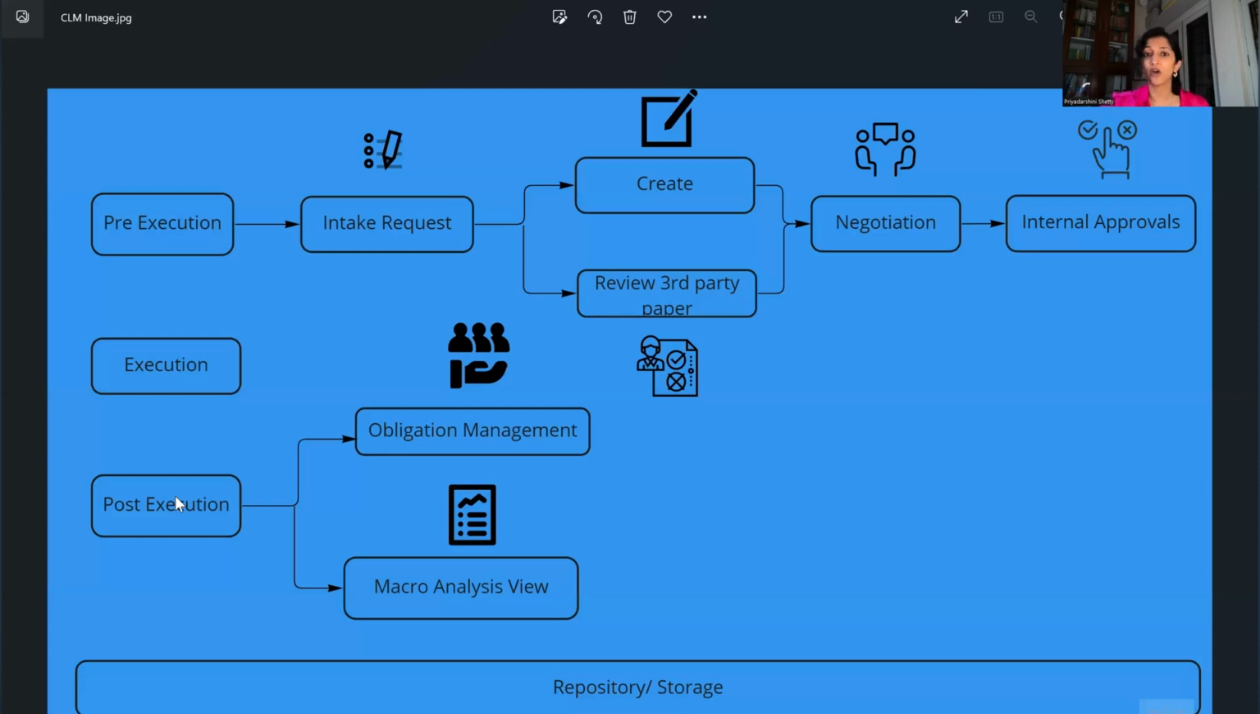So management of contracts, signed contracts, becomes extremely important, because it's not just the legal team that looks at this. Sometimes you will have other teams that will need to manage other portions of the contract. So what is the process that is in place for the obligation management of the contract?